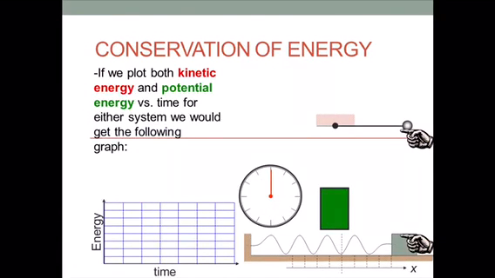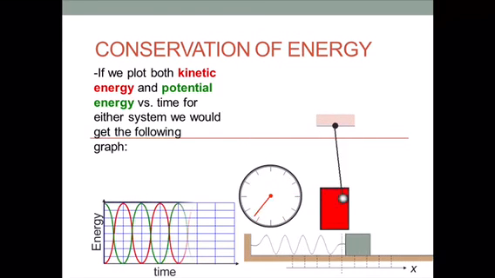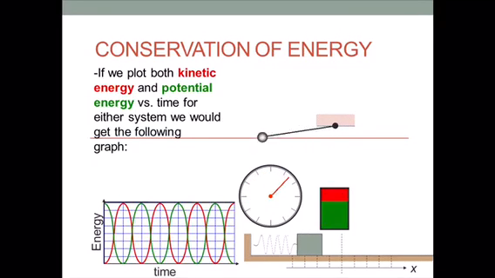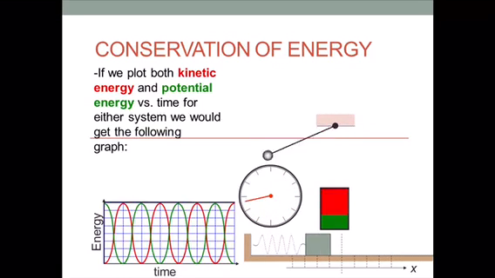If we plot both kinetic energy and potential energy versus time for either of the systems, we'll get the following. So if we release any of the two systems, we'll have potential energy at its highest positions and kinetic energy at the rest positions, or lowest positions, as possible. We can see on the graph that was created for us that energy fluctuates from potential into kinetic.